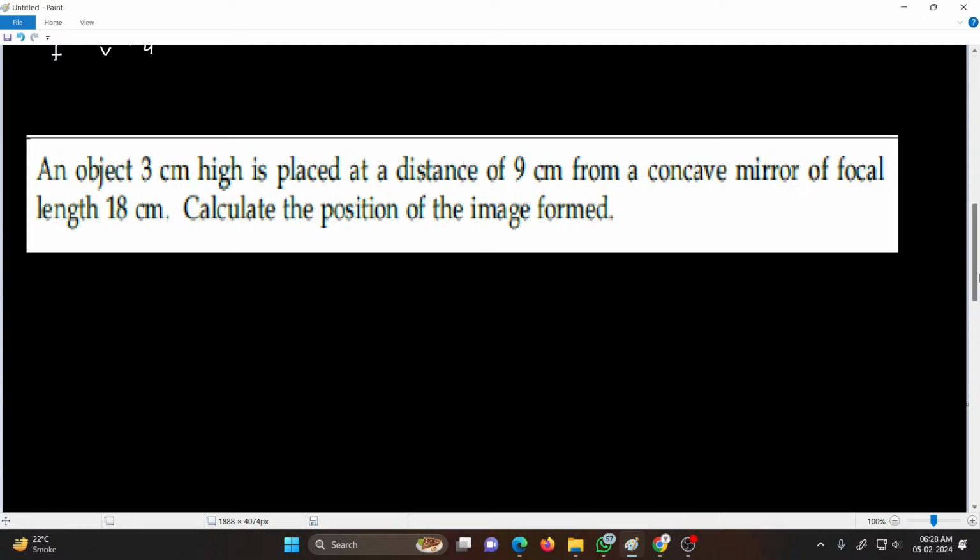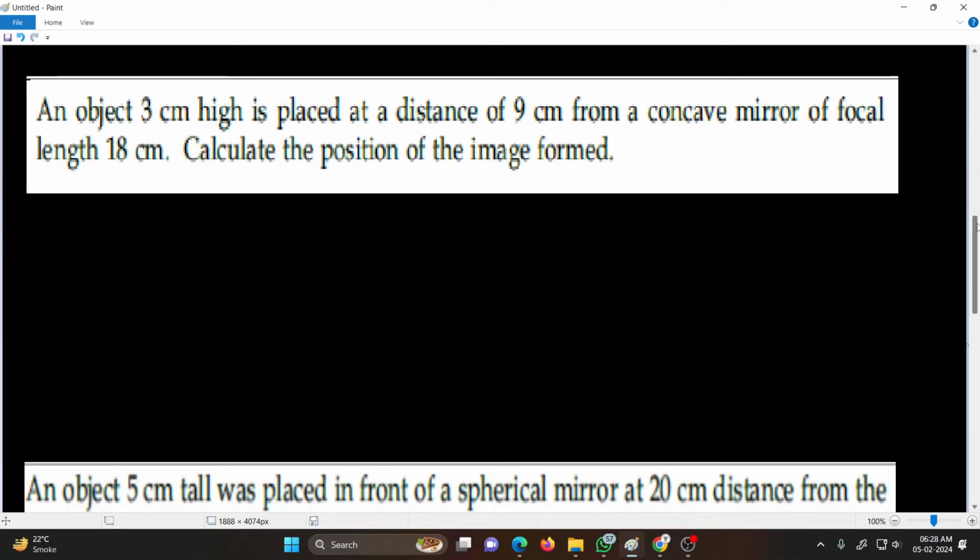Second problem: an object is 3 centimeter high, placed at a distance 9 centimeter from a concave mirror of focal length 18 centimeter. Calculate the position of the image formed. This is a very straightforward question. So object 3 centimeter high, that means h is given. Object is generally erect, so you will take h to be plus 3 centimeter. Object is kept at a distance 9 centimeter. So object distance, which is always negative by convention, as the object is always placed on the left side of the mirror, so u is minus 9 centimeter. Focal length of the mirror is 18 centimeter.